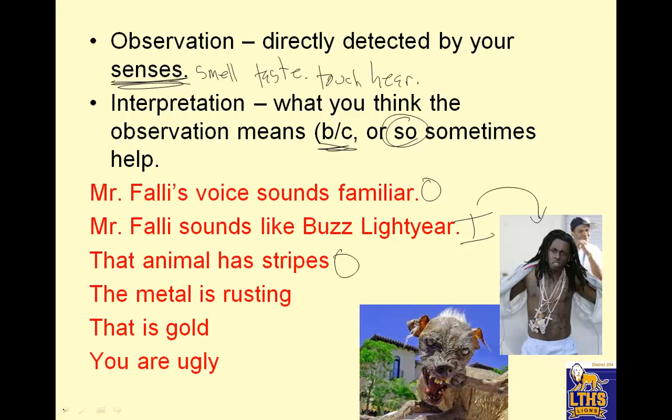That animal has stripes. Observation. You can directly see it. That metal is rusting. Now this one you may think is an observation, but it's an interpretation because the observation would be it's turning red, right? Or it's crumbly. Those would be the observations that would get you that interpretation. That is gold. It's an interpretation. Your observation would be yellow and shiny.